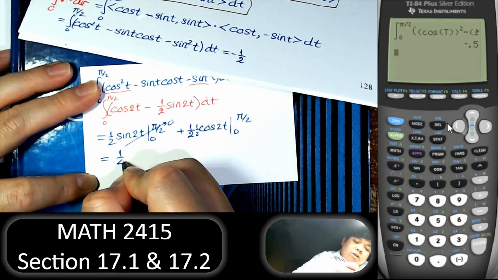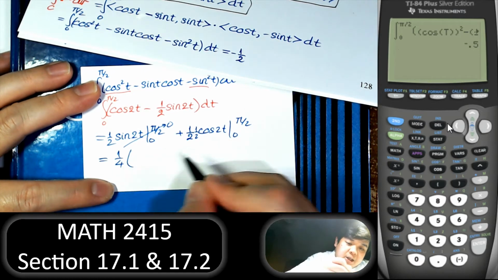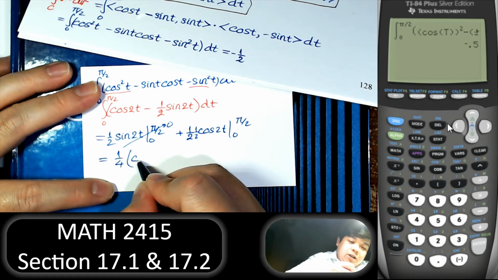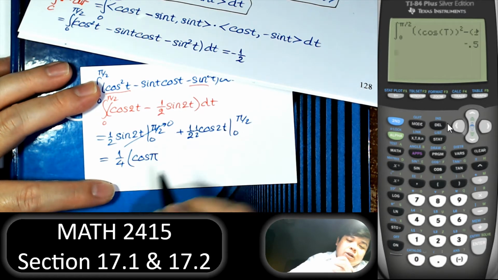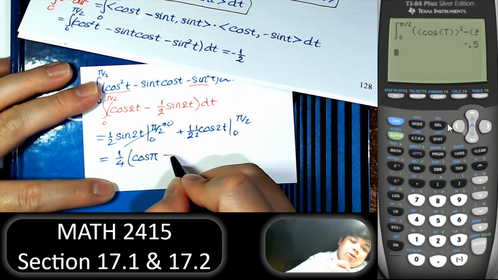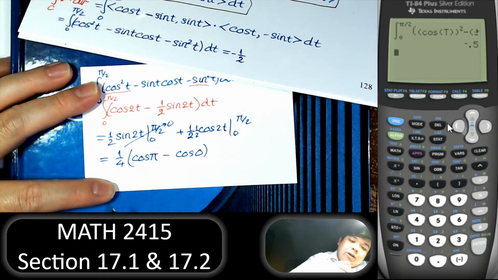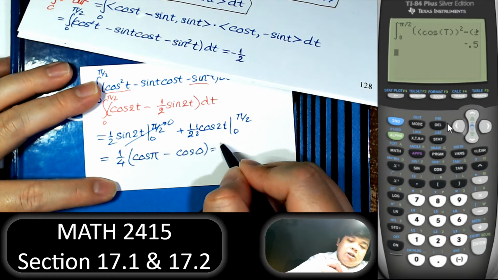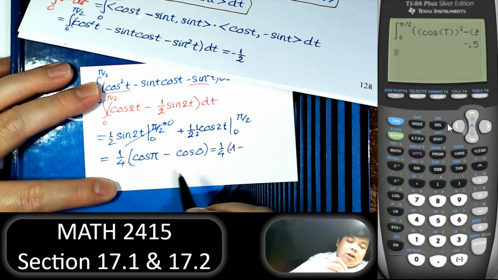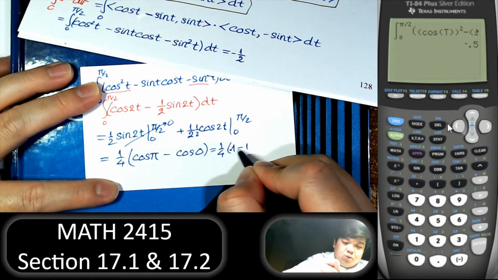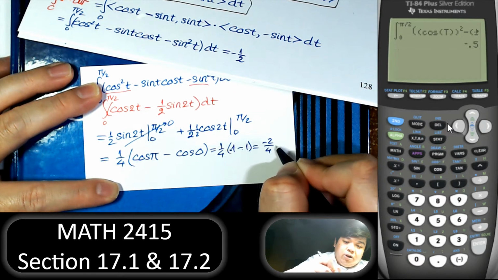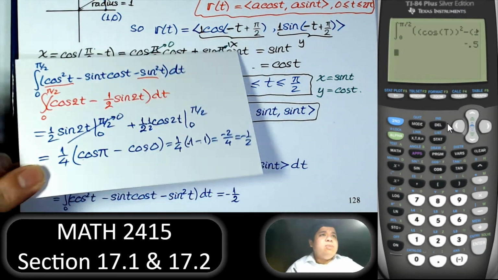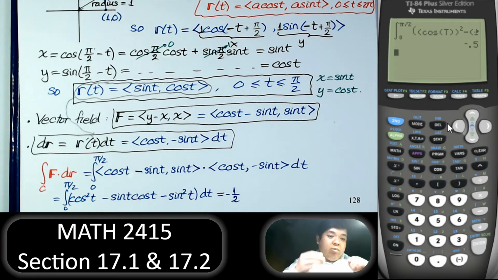So we have 1/4. Cosine, put pi over 2 in here, that gives us cosine pi. And then subtract, where we put in 0. Cosine pi is negative 1, and cosine of 0 is 1, so negative 1 minus 1 is minus 2, minus 2 over 4 is minus 1/2, and that's exactly what we have. So the integration here is not as important, it's how we set it up.